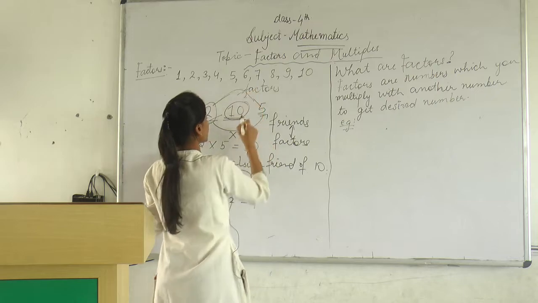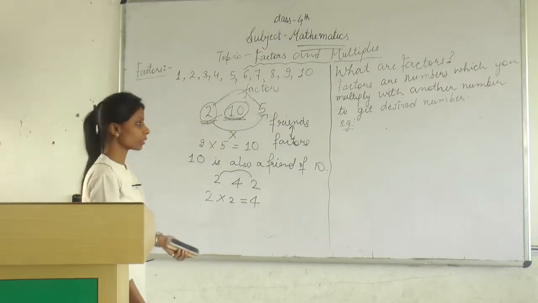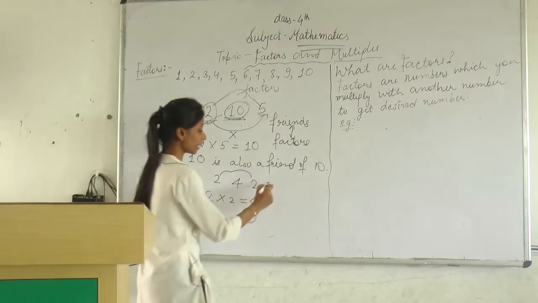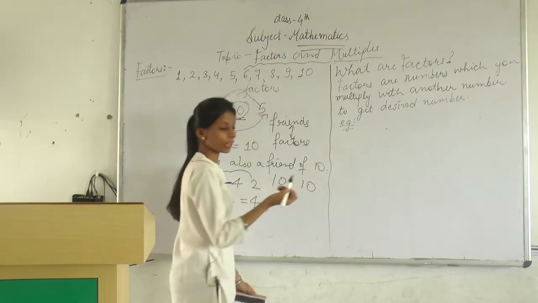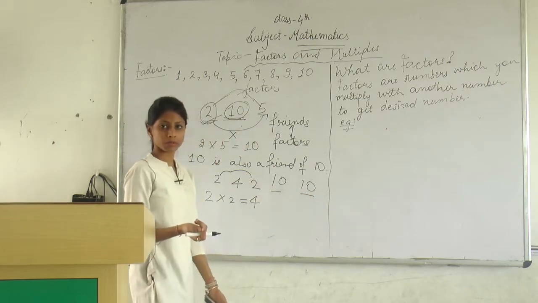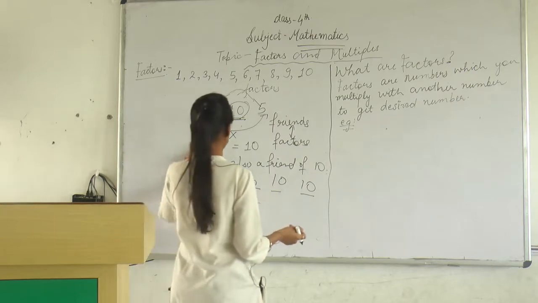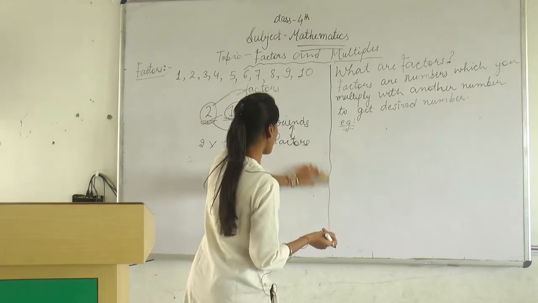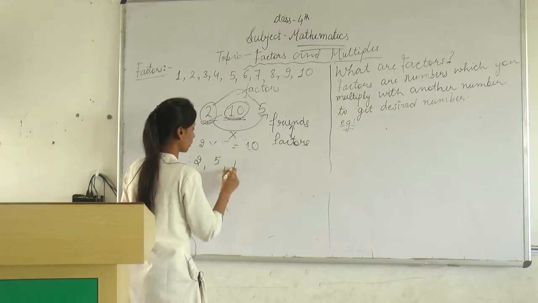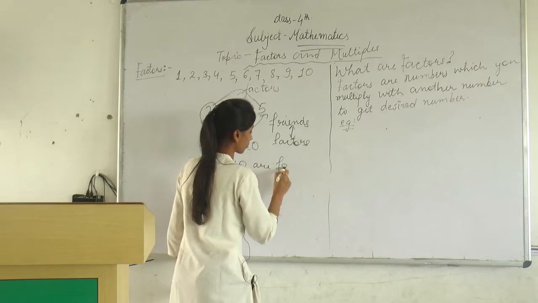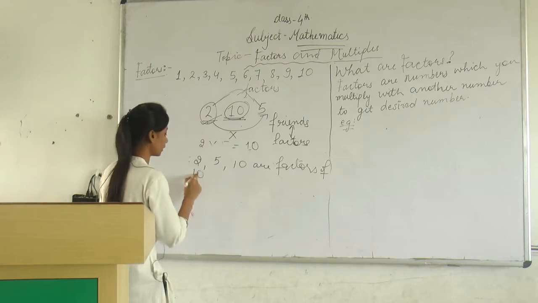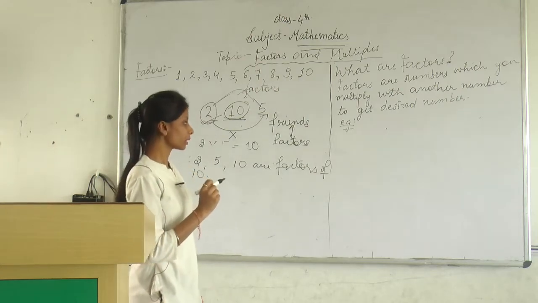So similarly, 10 is also a factor of 10 because 10 is also a very good friend, and 10 and 10, both look identical. They are similar, so already they are very good friends. So we can say 2, 5, 10 are factors of 10. Hope all of you are clear.